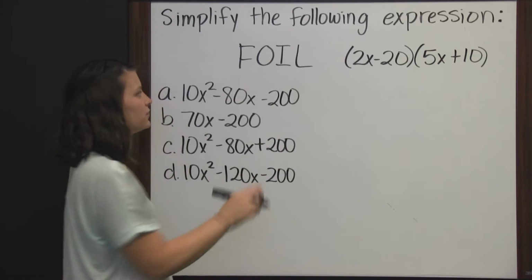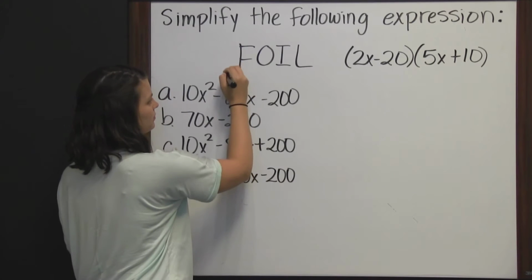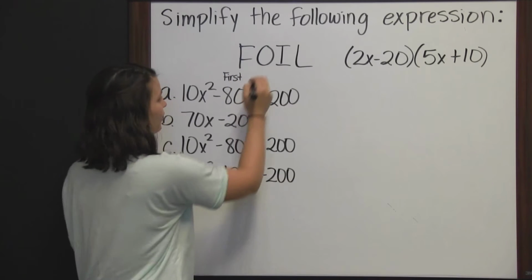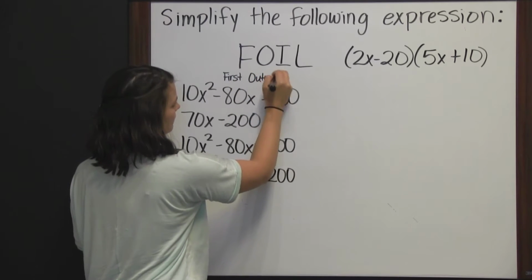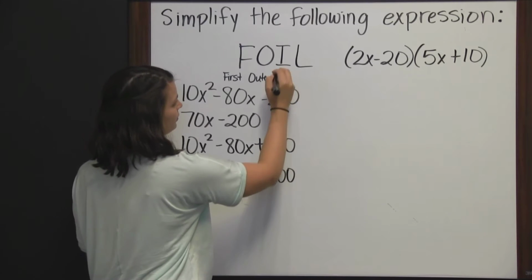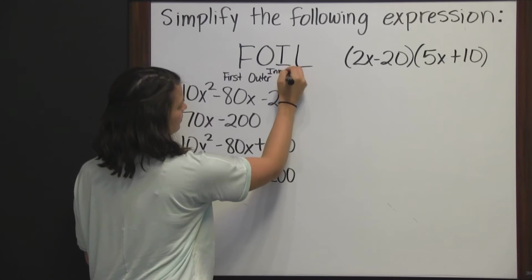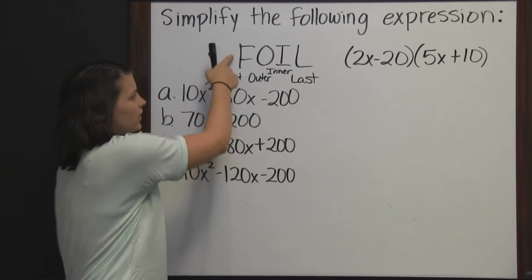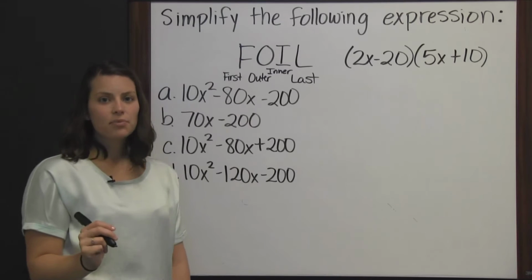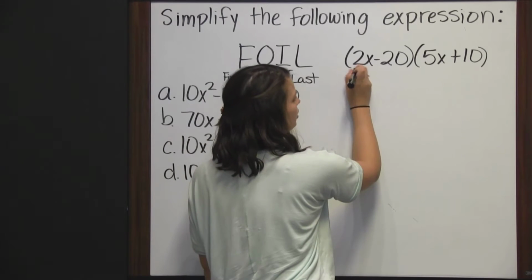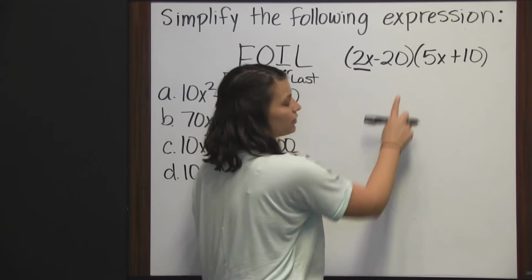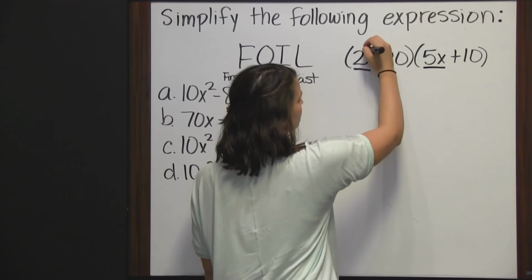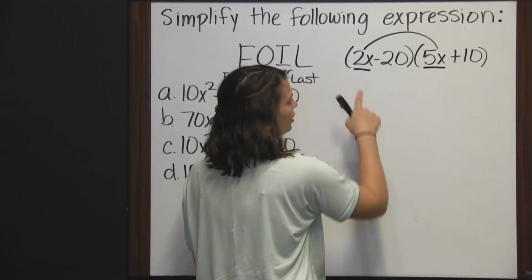And FOIL stands for first. O stands for outer. I stands for inner. And L stands for last. So the F, first, means to multiply the first term in the first binomial times the first term in the second binomial. First times first.